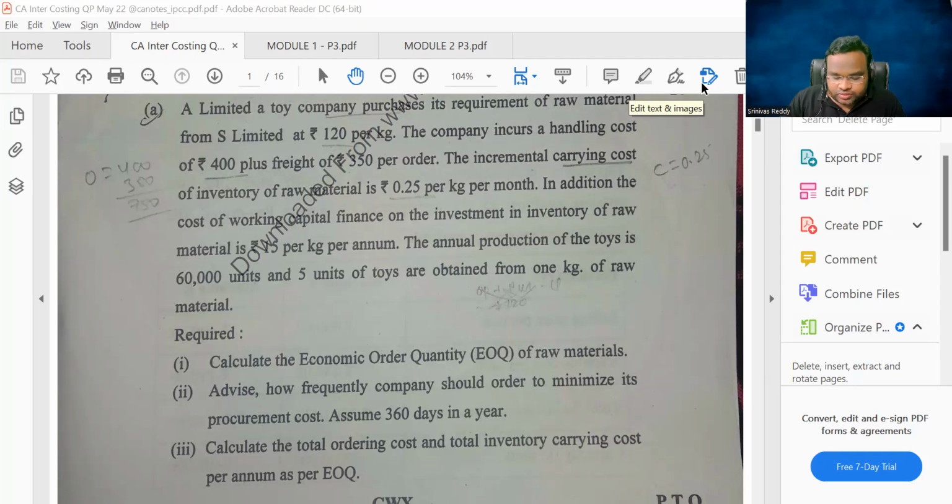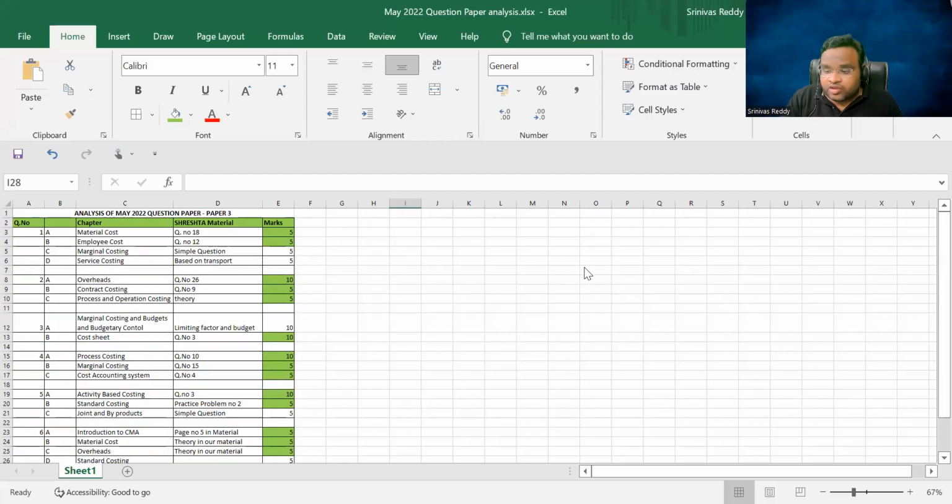So if you observe, whatever is marked in color, these questions came from our Shrestha material. I'm assuring you that 90 marks out of 120 marks are as it is or similar to the questions which we have discussed in our classroom material.